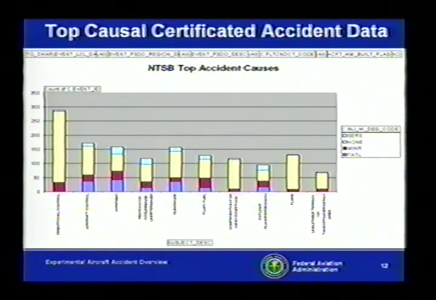Now, if we compare experimental accident data with certificated accident data, we do see a difference. This next chart is our certificated counterpart. We see that they do have some directional control issues. However, very rarely are they fatal. The fatality rate is also a little bit lower. You'll notice that.